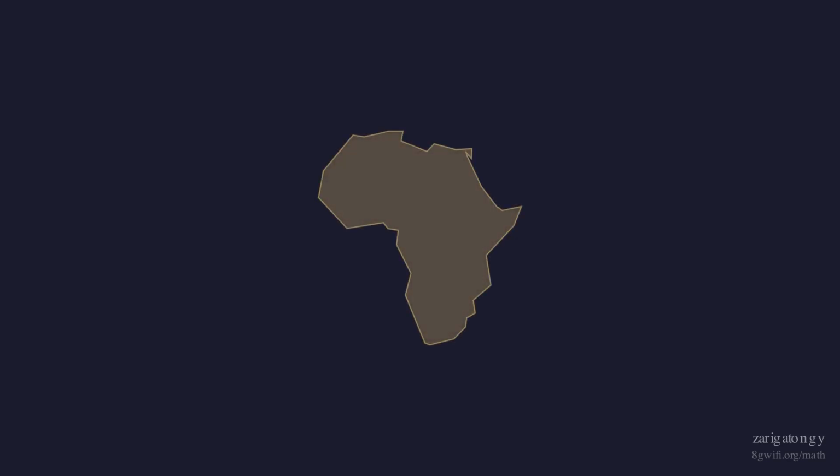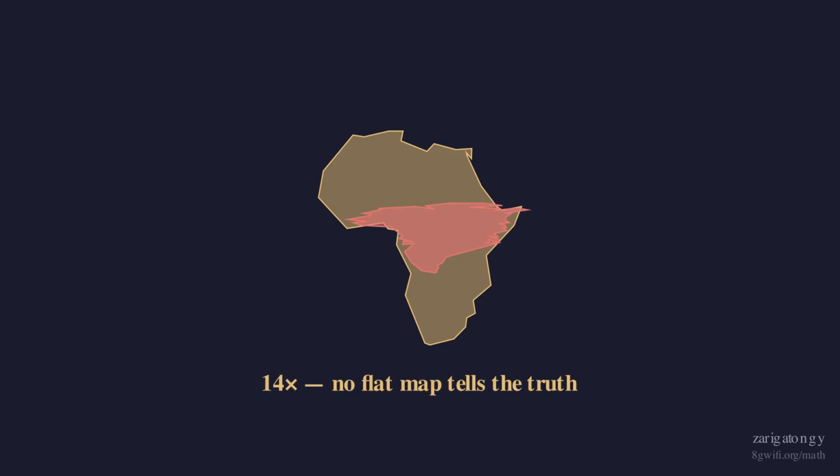Every flat map lies. Africa is 14 times bigger than Greenland. Angles or areas. Pick one. You can't have both. That's the unavoidable math of map projections.